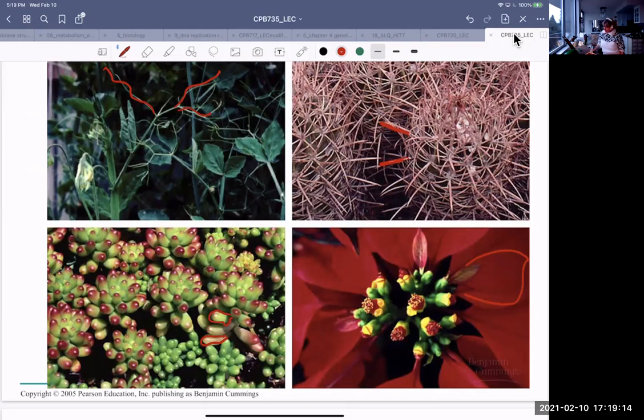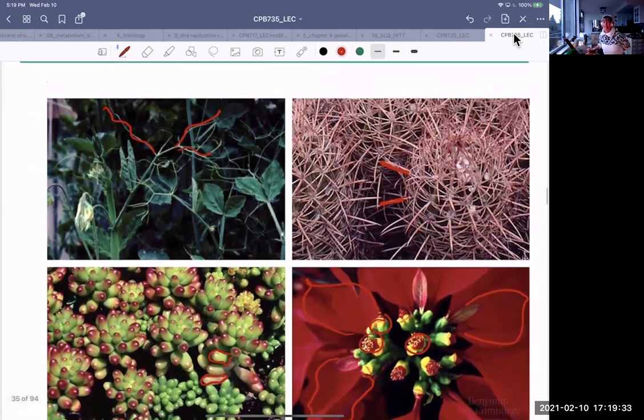But these are not the petals of the flower. These are leaves. And their purpose is to attract pollinators to the flowers, which are here in the middle. So those are leaves pretending to be petals. Poinsettia, thank you very much. Yeah, a poinsettia.